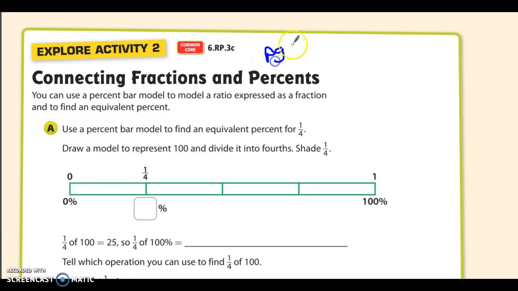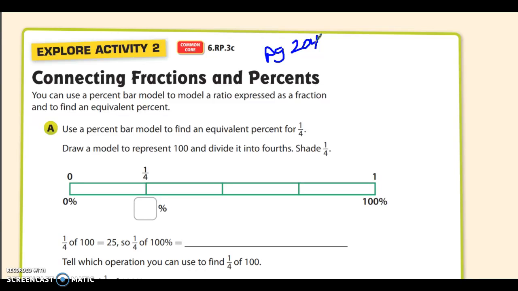This is page 204. This is an Explore activity that you could probably do a lot of on your own. So if you'd like to try, hit pause now, try the page, and then hit play when you're ready to resume. Connecting fractions and percents.